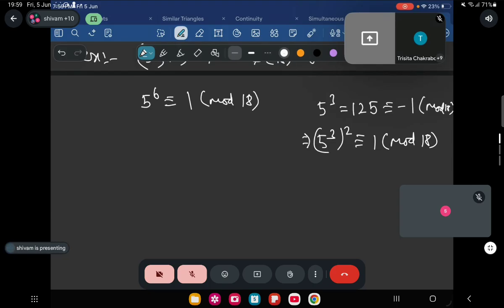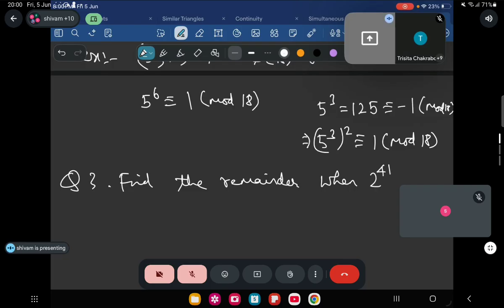Okay, everyone, let us try out one problem. Question number 3. Find the remainder when 2 to the power 41 is divided by 23. Solve.